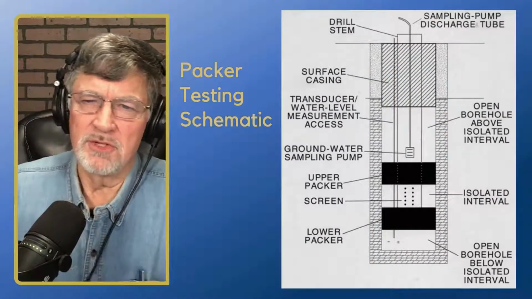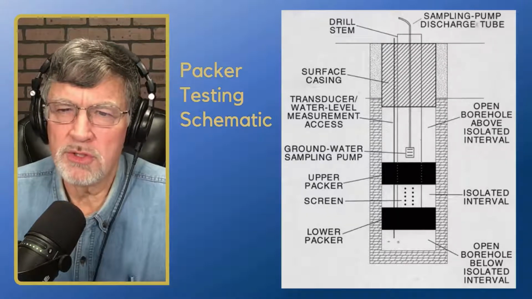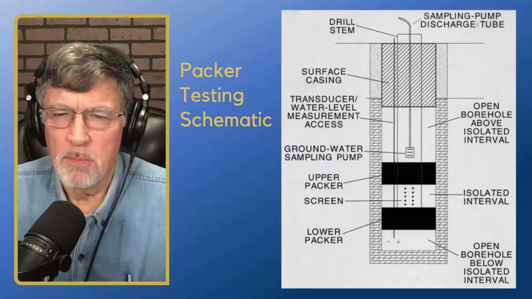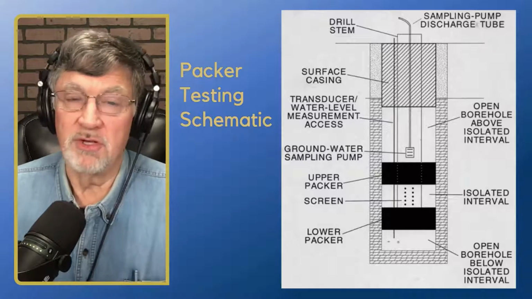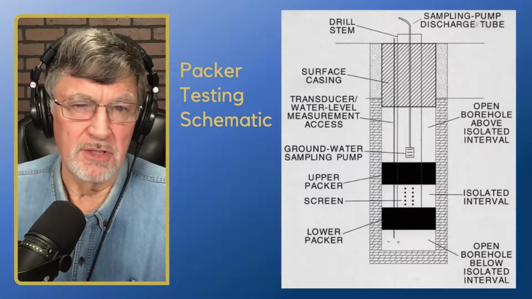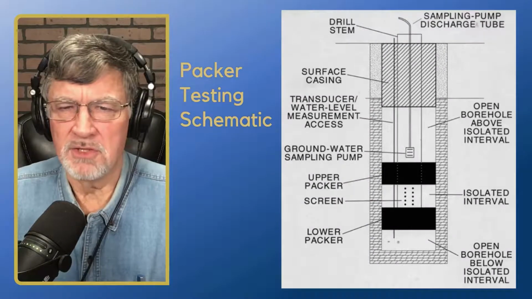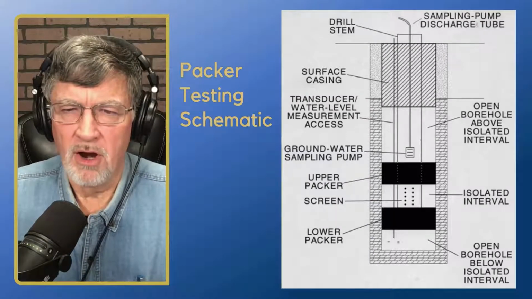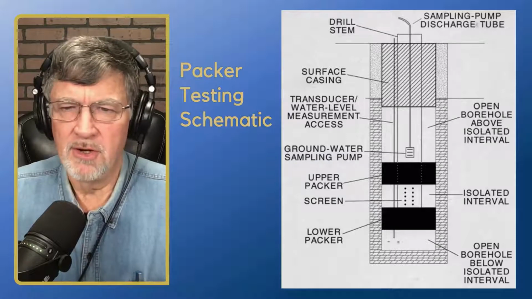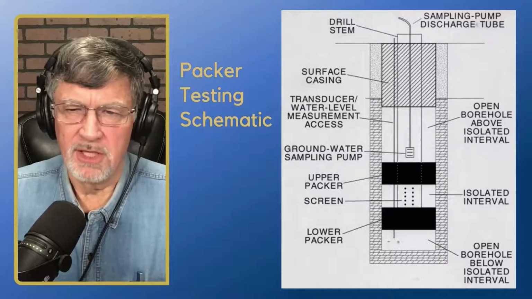All right, so this is another schematic of actually how that works. We're going to go down there. We're going to have our upper packer, our lower packer. Obviously, if you're in the very bottom of the well, you'd use a single packer. This is basically your typical packer testing schematic. So we have our straddle packer here, and then we're going to have our isolated interval.